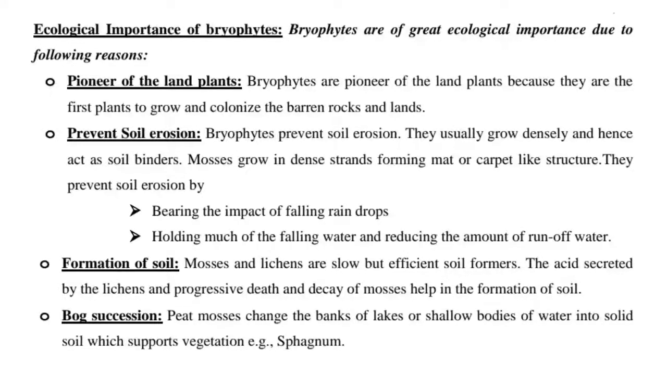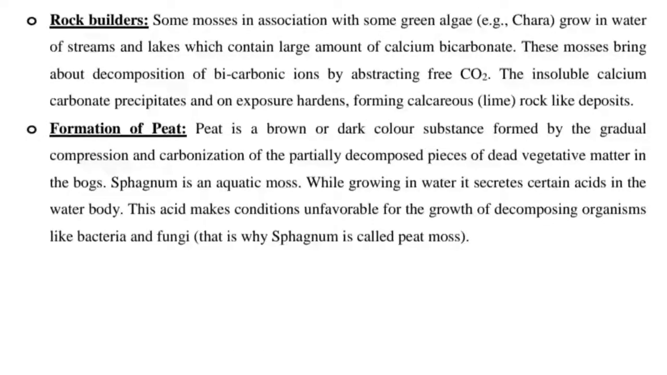Bog succession. Peat mosses change the banks of lakes or shallow bodies of water into solid soil which supports vegetation, e.g., Sphagnum. Rock builders. Some mosses in association with some green algae, e.g., Chara, grow in water of streams and lakes which contain a large amount of calcium bicarbonate. These mosses bring about decomposition of bicarbonate ions by abstracting free CO2. The insoluble calcium carbonate precipitates and on exposure hardens, forming calcareous, lime, rock-like deposits.